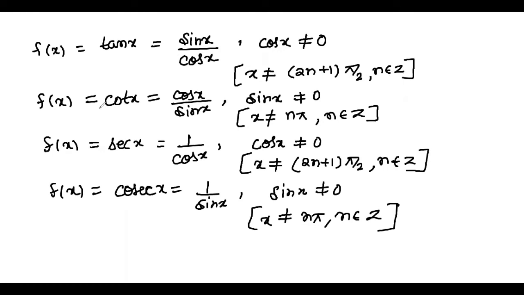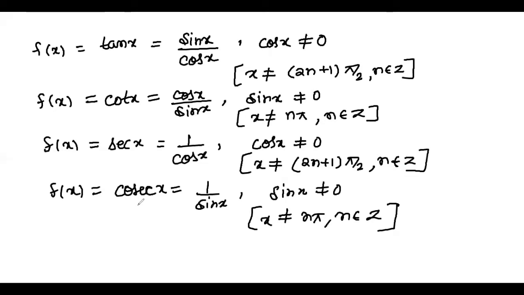Then function cot x. Cot x means cos x by sin x. And here sin x is not equal to 0. And sin x is 0 when x is n pi, so x not equal to n pi, where n belongs to integers. Then sec x, we can write 1 by cos x. Here cos x not equal to 0, otherwise we will get an infinite or undefined value of sec x. So x not equal to (2n plus 1) pi by 2, where n belongs to integers.